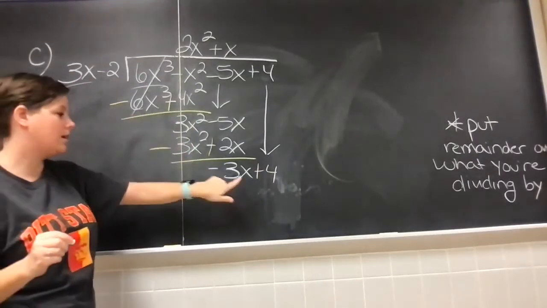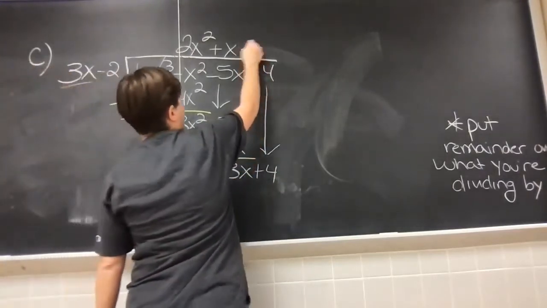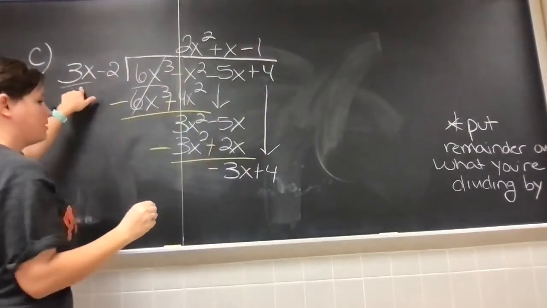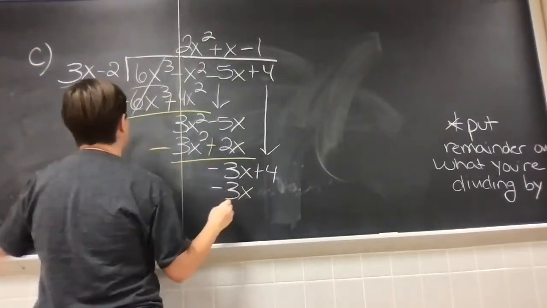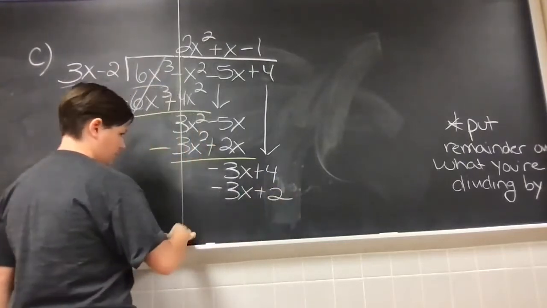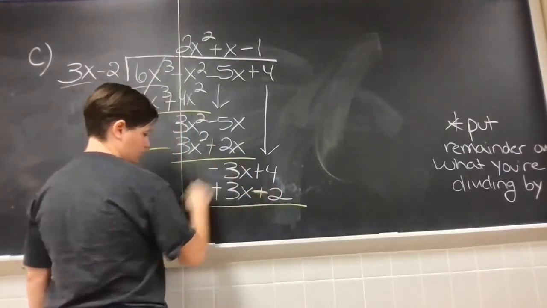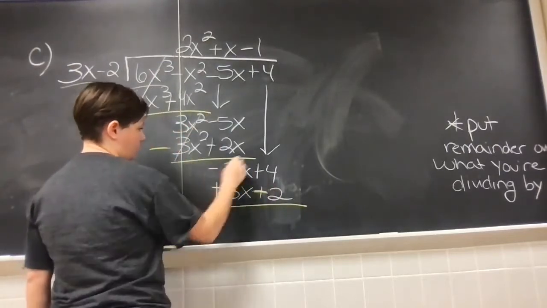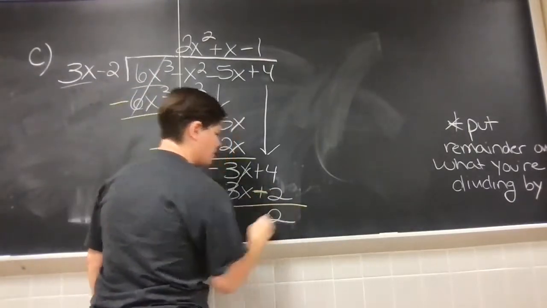3x can go into negative 3x how many times? Well, a minus 1 time. So if I take minus 1 times this, it's going to give me the negative 3x that I need. And negative 1 times a negative 2 becomes a positive 2. Draw my line, change my signs. So my 3x's go away. 4 minus 2 is 2.